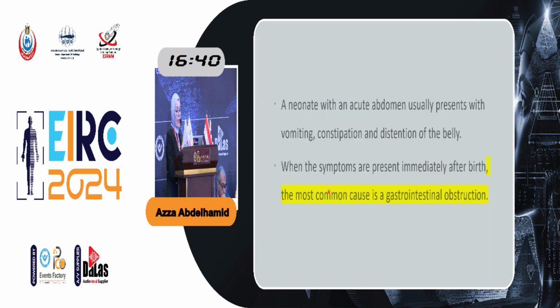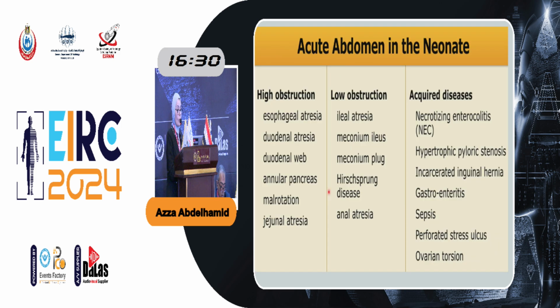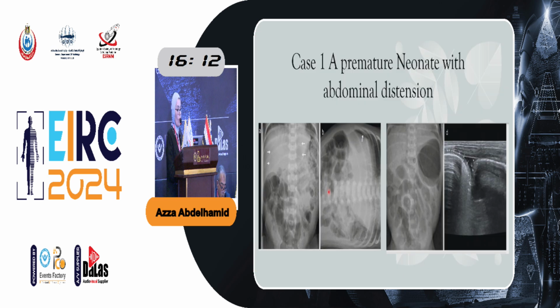A neonate with an acute abdomen usually presents with vomiting, constipation, distension of the belly. When the symptoms are present immediately after birth, the most common cause is GI obstruction. And here is the classification of the obstruction. High obstruction, starting from the esophagus till the jejunum. Low obstruction from the ileum to the anal atresia, and the acquired diseases, as I mentioned before.